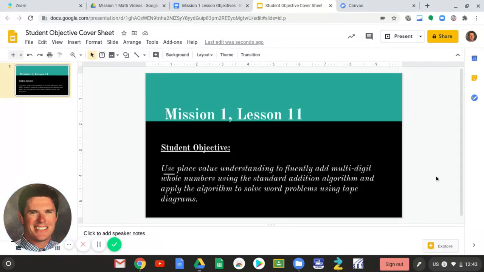Here's our overview for Mission 1, Lesson 11. Our student objective for this lesson states that we should be able to use place value understanding to fluently add multi-digit whole numbers using the standard addition algorithm and apply the algorithm to solve word problems using tape diagrams. That is a wordier way of saying we need to be able to add. Essentially, that's what it's saying.